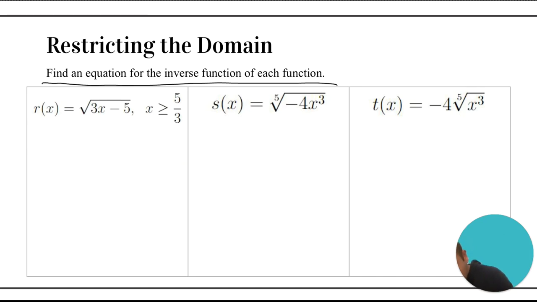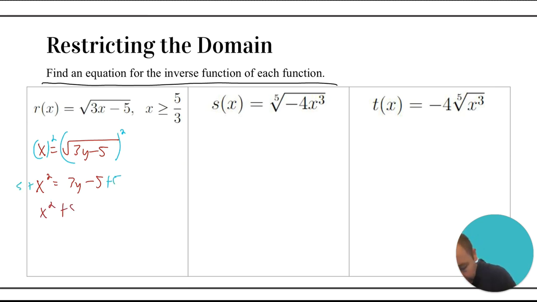So then to get the inverse equation, we'll set x equal to the square root of 3y minus 5, and then solve. So first you'll need to get rid of the square root, which you can do by squaring both sides. And then you get x squared is equal to 3y minus 5. Add 5 to both sides. x squared plus 5 is going to equal just 3y now. And then divide everything by 3. So 1/3 x squared plus 5/3 will equal r inverse of x.